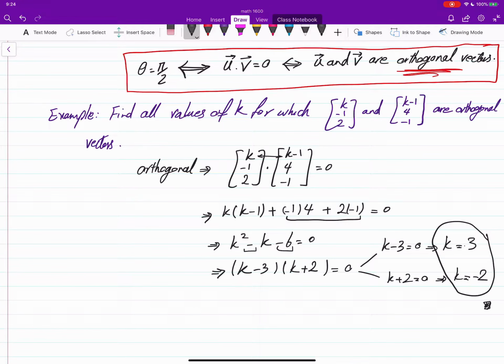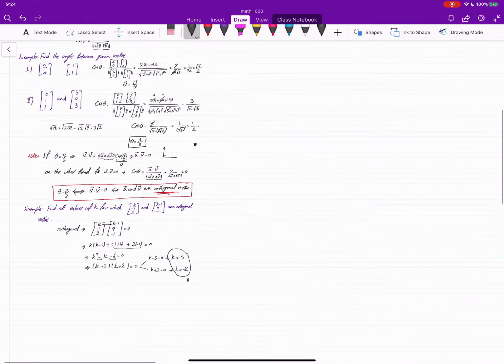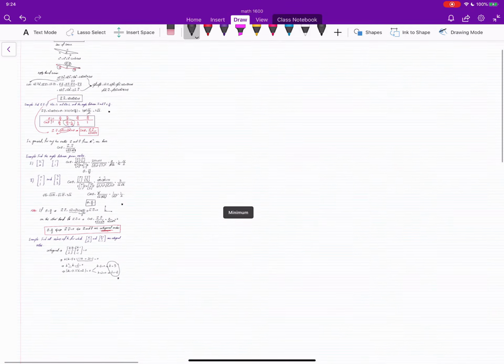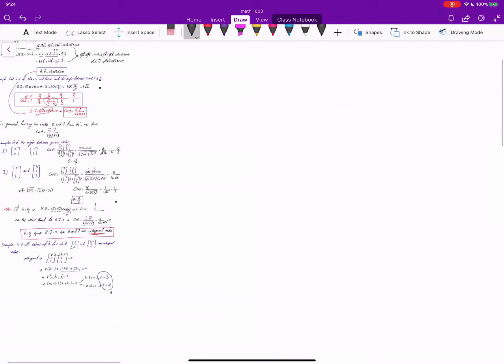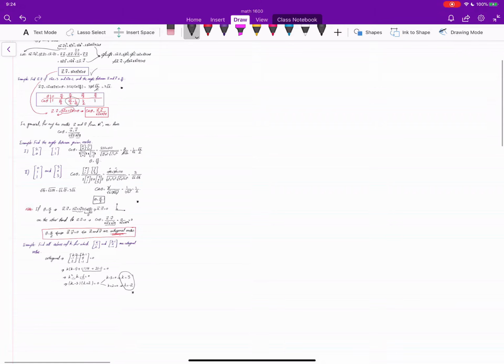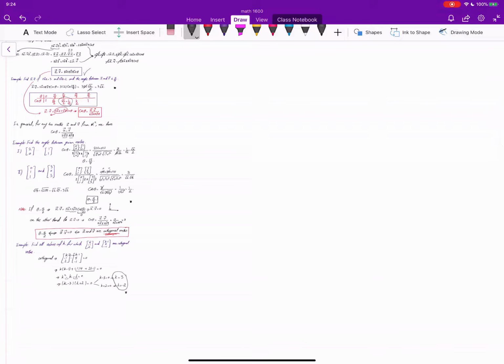Very quick wrap up. We found a new formula for u dot v, in which we had the cosine of the angle between. Then we used that formula to define a way to find the angle between two vectors, or find the formula for cosine of the angle between two vectors. And then out of that came the notion of orthogonal vectors, the vectors whose dot product is equal to 0.